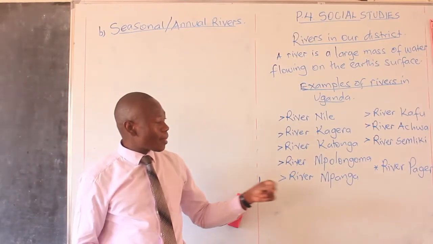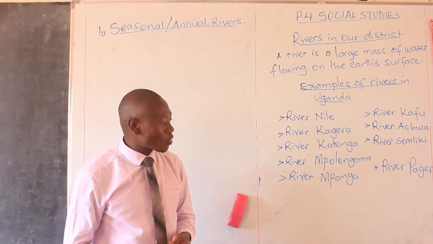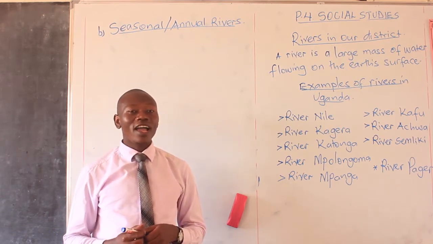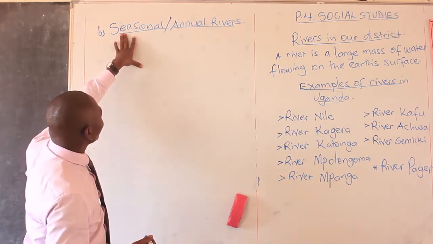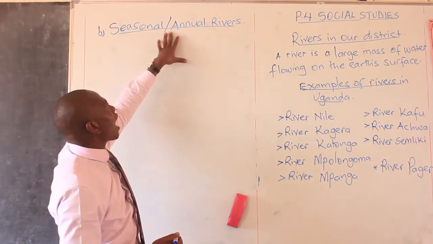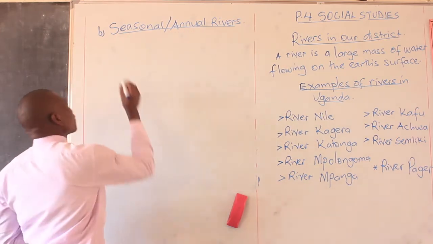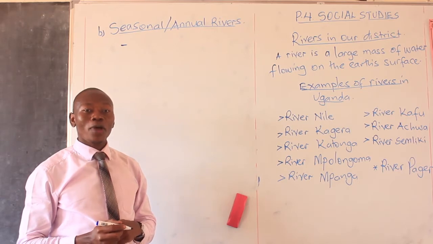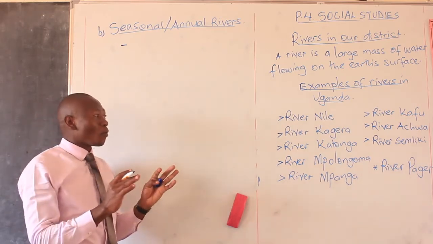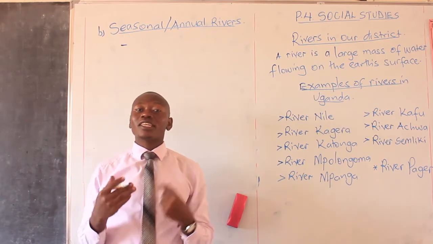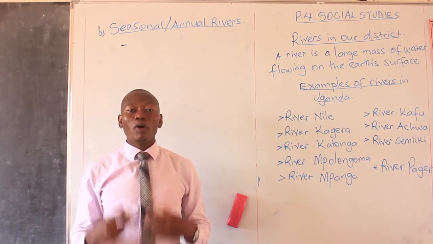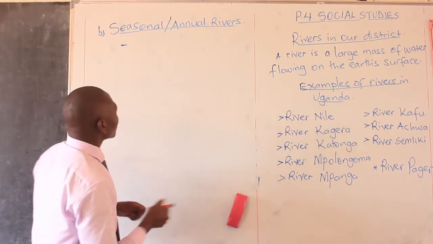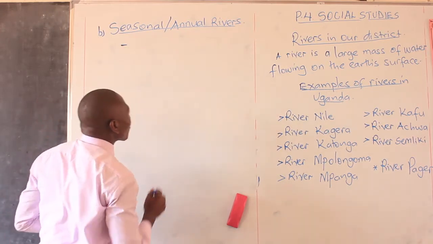Alright class, like you said, the first type of river is called permanent rivers. And we say permanent rivers are rivers which flow throughout the year. Now the second type of rivers is called seasonal, or we call them annual rivers. We say these types of rivers flow only during wet season. Whenever it rains heavily, you see the rivers flowing. By the moment you go into dry seasons, we see the rivers drying up. So we call such rivers seasonal or annual rivers.